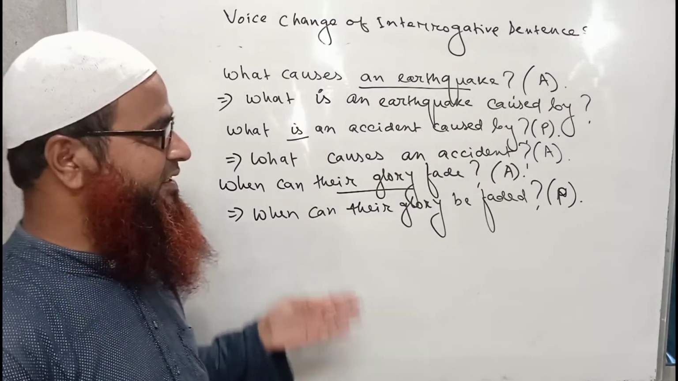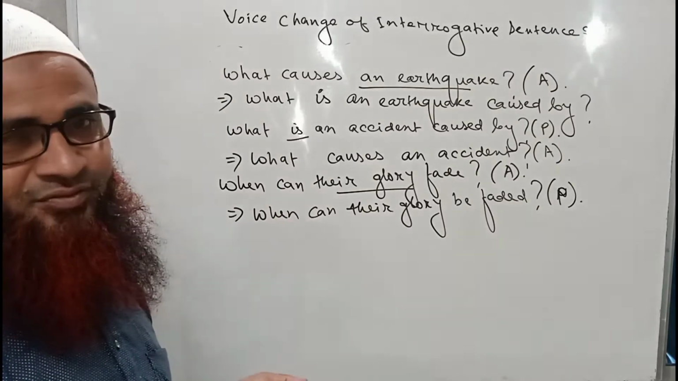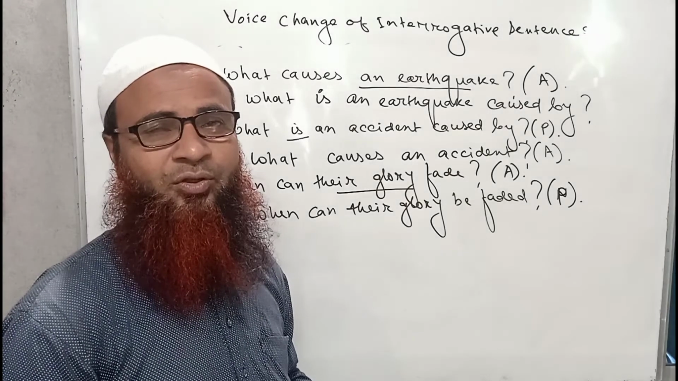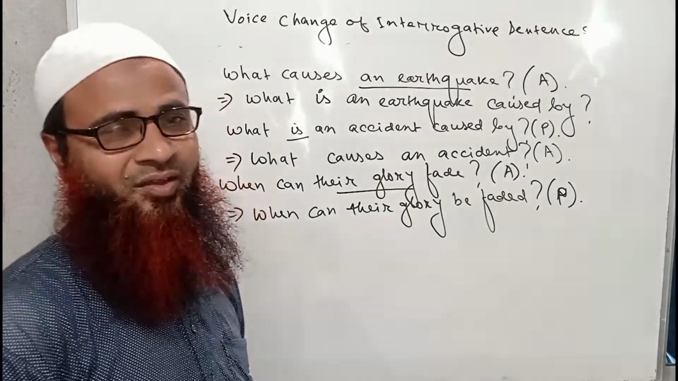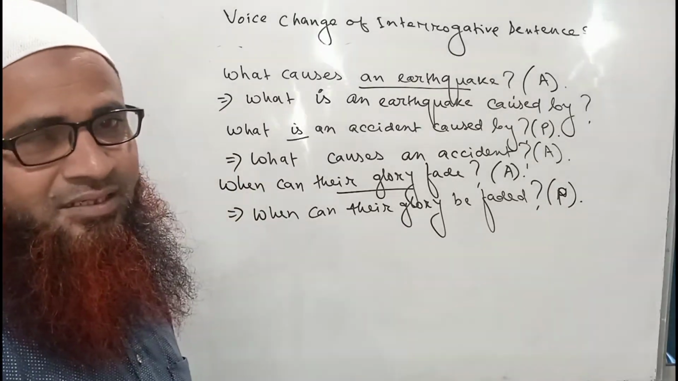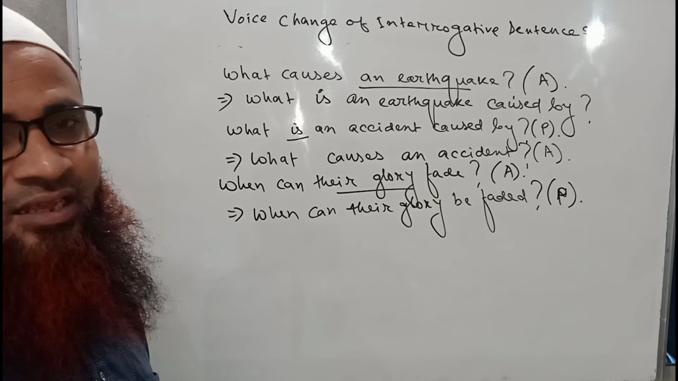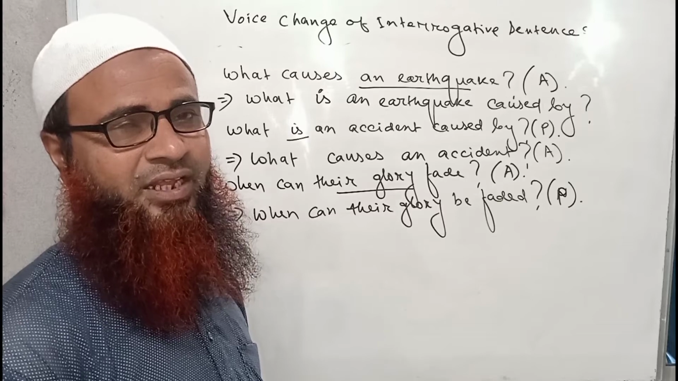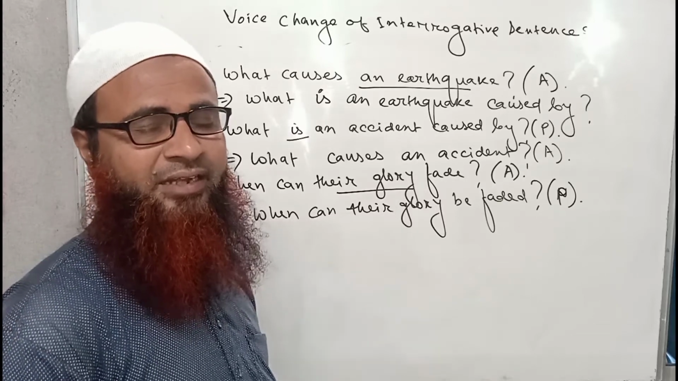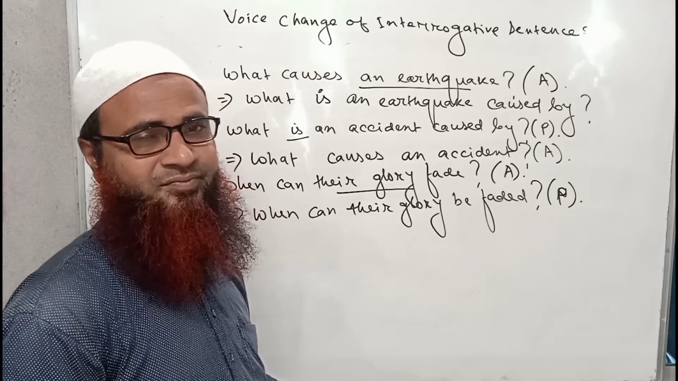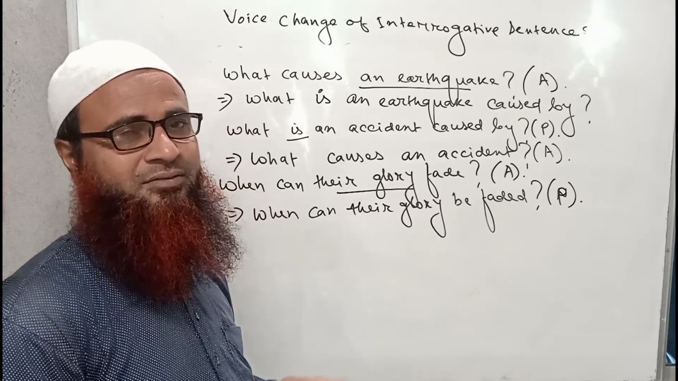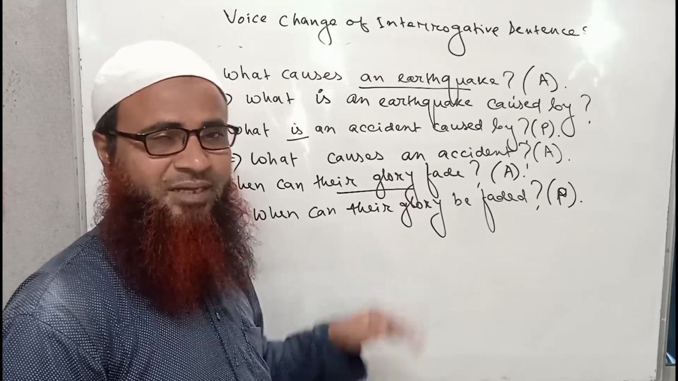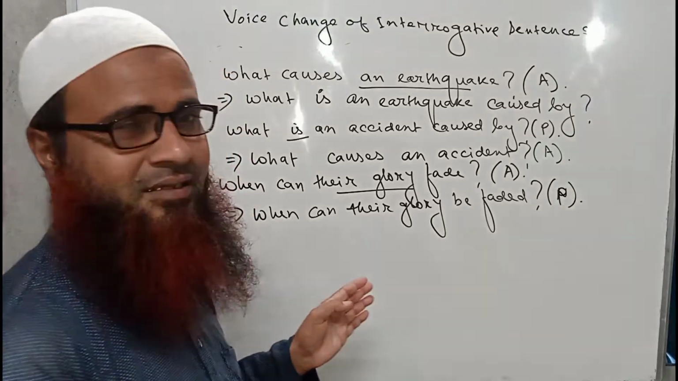Okay. And actually this sentence is asked to make negative. Okay. When can their glory fade? Make it negative. The answer is their glory can never fade. Okay. Or sometimes we can write their glory can never fade. Make it assertive or affirmative. Then we can say their glory can never fade. Sorry, in assertive we can write their glory can never fade. Okay. So this is an assertive sentence which sometimes we can write like this.